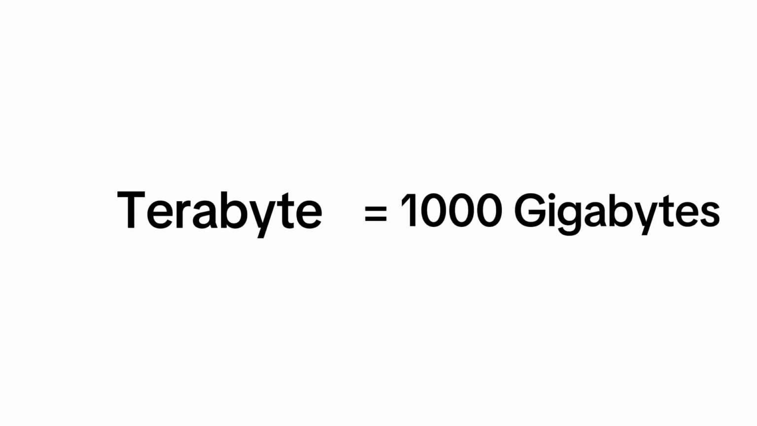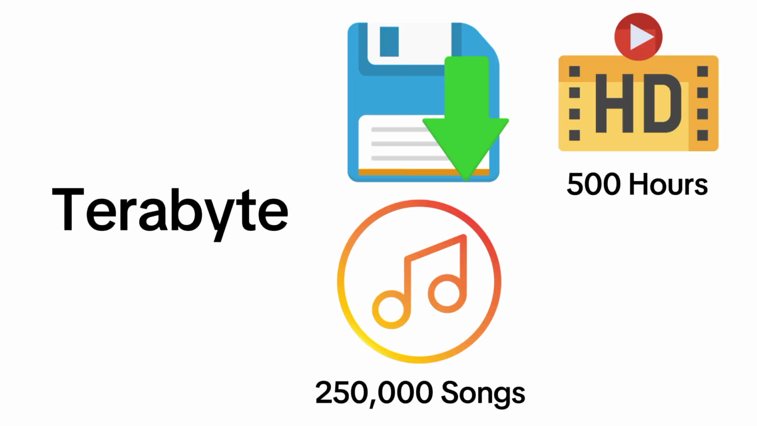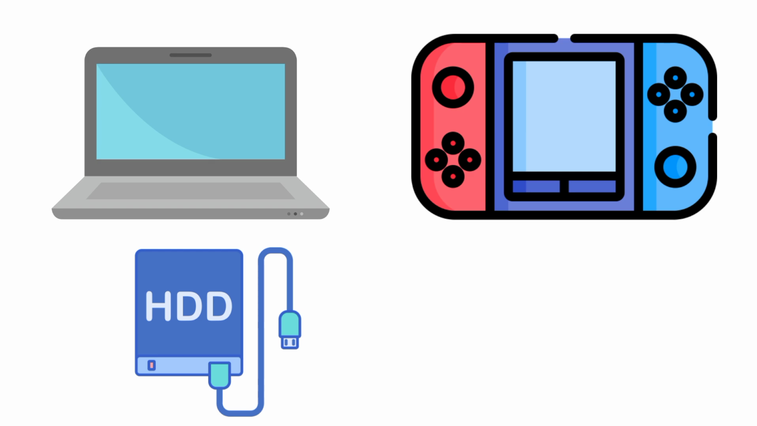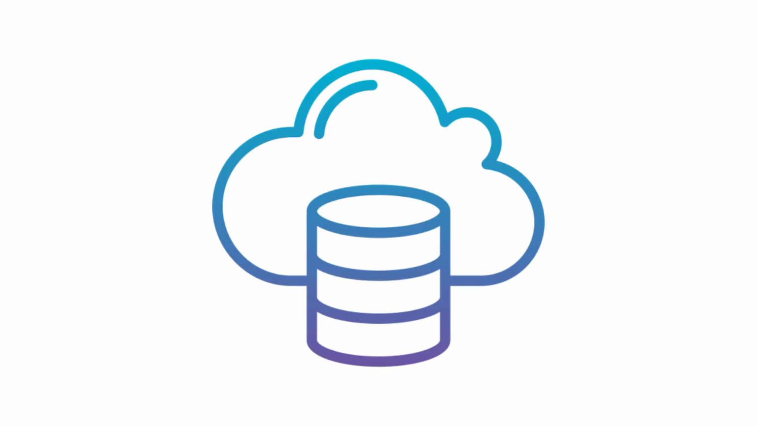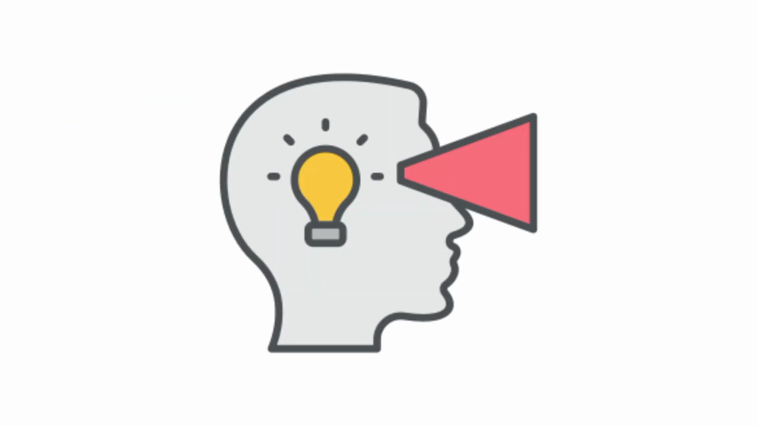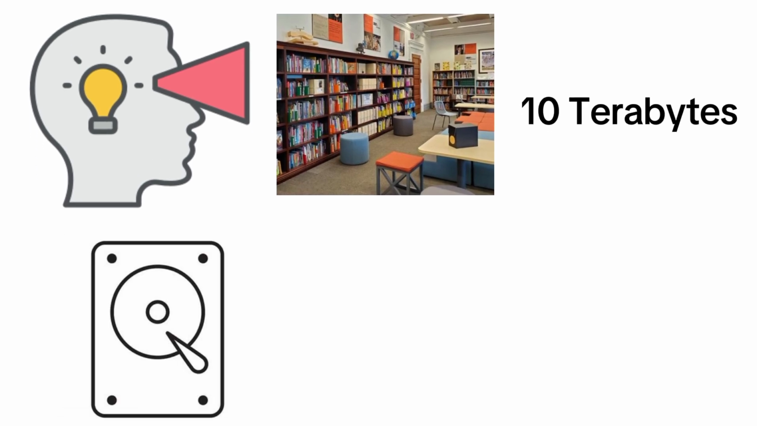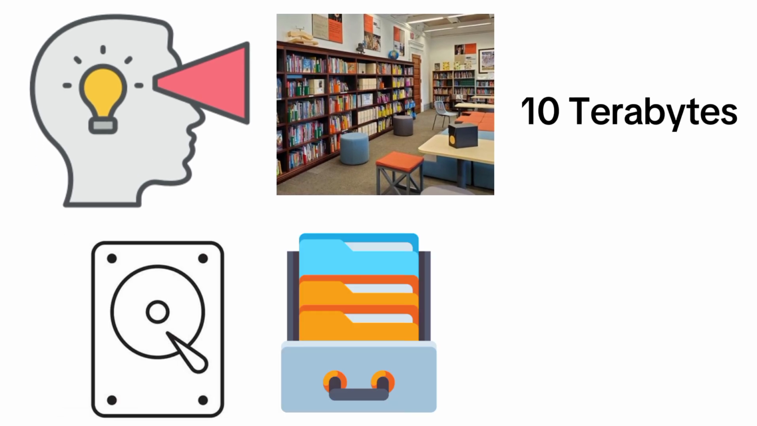Terabyte. Next comes the terabyte, TB, equal to 1,000 gigabytes or a trillion bytes. A single terabyte can store around 250,000 songs, 500 hours of HD video, or millions of documents. Modern laptops, gaming consoles, and external drives now come with 1 to 2 terabytes as standard. Cloud storage services also offer terabytes of space, making backups and file sharing seamless. To put it into perspective, if you tried to store the entire Library of Congress's text collection, it would fit into about 10 terabytes, meaning your home drive could almost rival one of the largest archives on Earth.